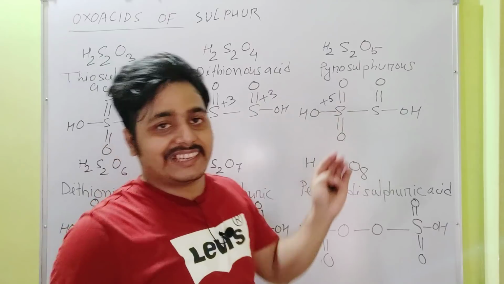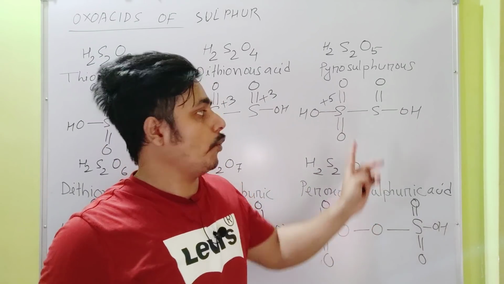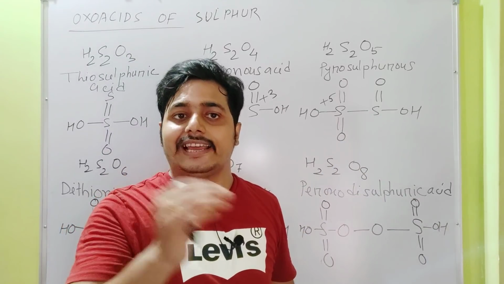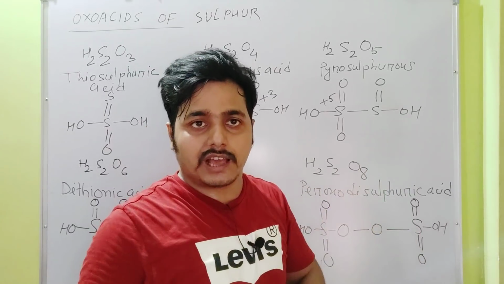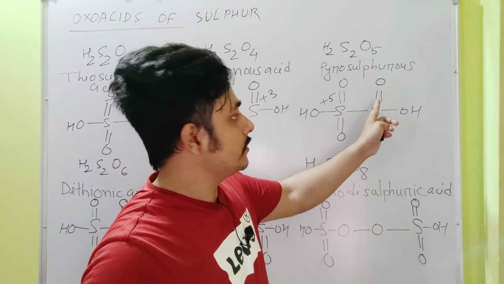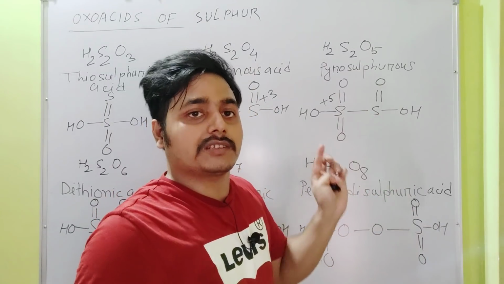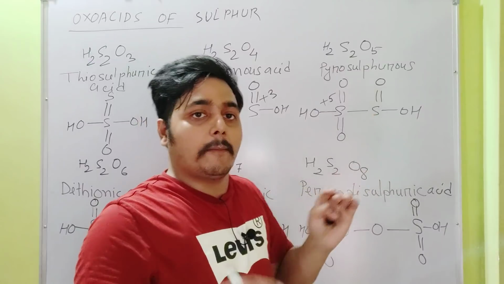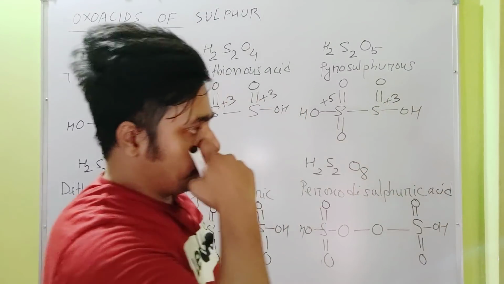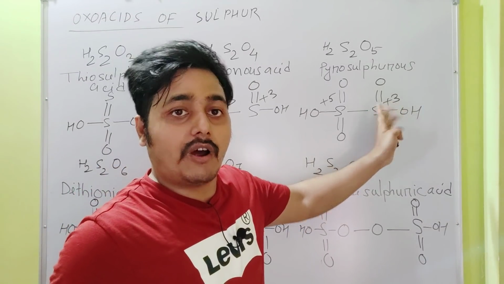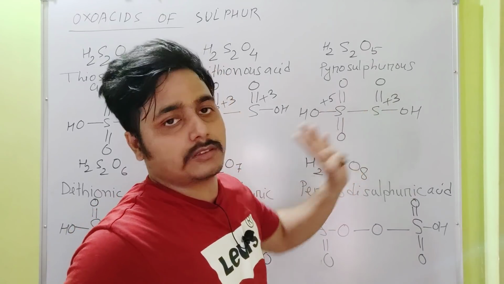It does not get any oxidation state for this bond because both the sulfur have the same electronegativity. This sulfur is forming 4 bonds, out of which 3 with more electronegative oxygen and 1 with the same electronegative sulfur. Therefore, this gets +3 oxidation state for 3 bonds with oxygen. It does not get any oxidation state for this bond.